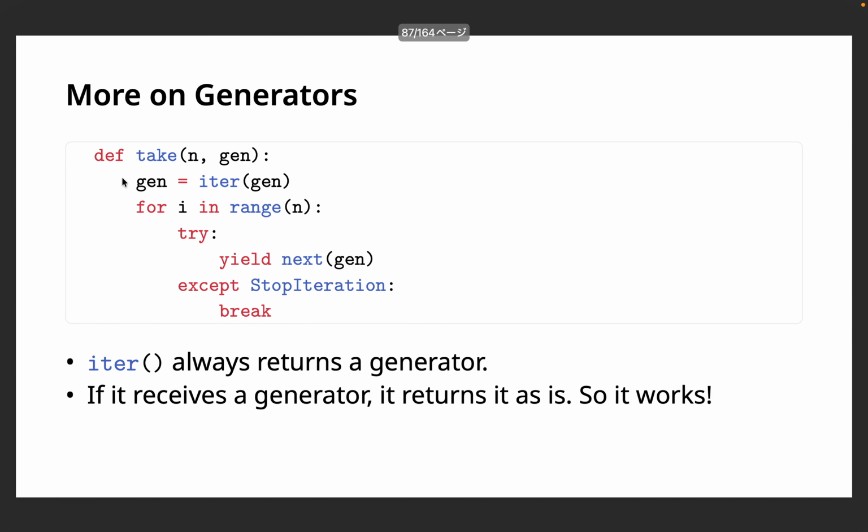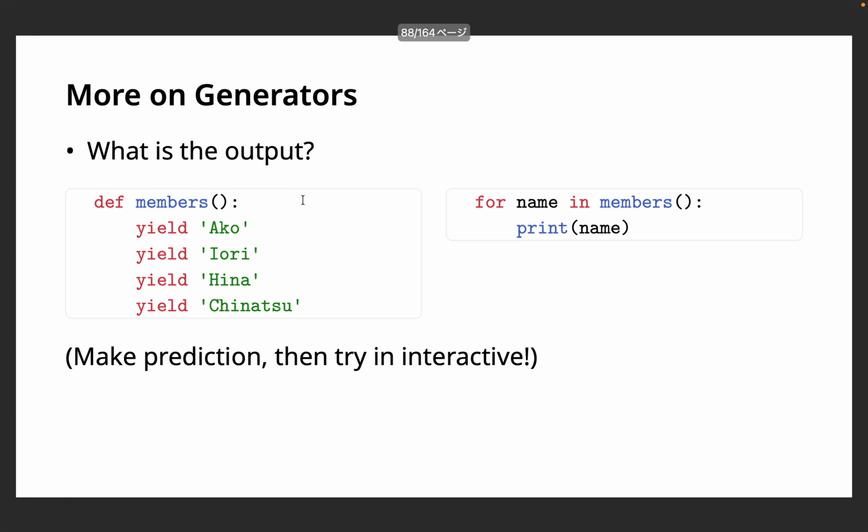So that's how you would handle these common issues. If you want to handle stop iterations, use try and except. If you want to handle any kind of sequence, make sure to wrap it around iter.